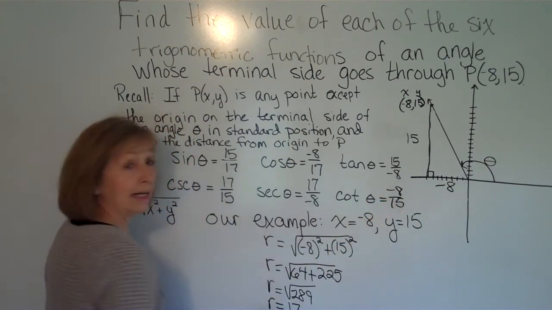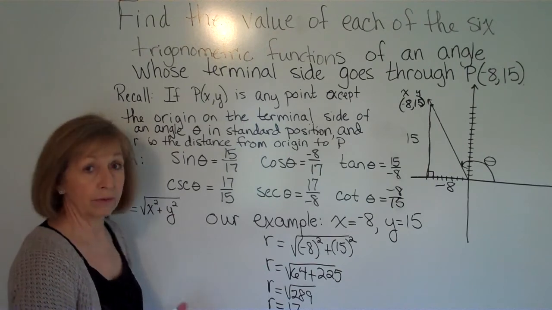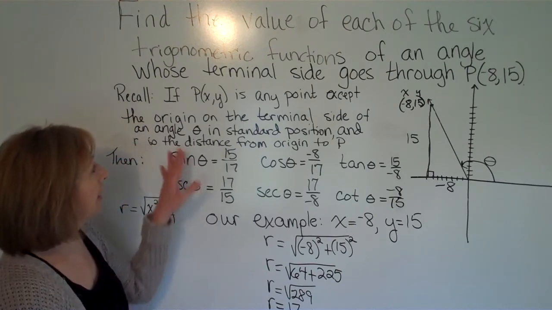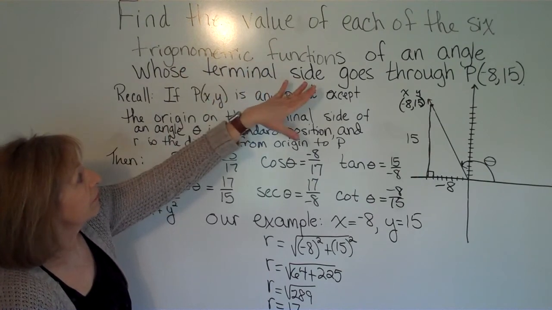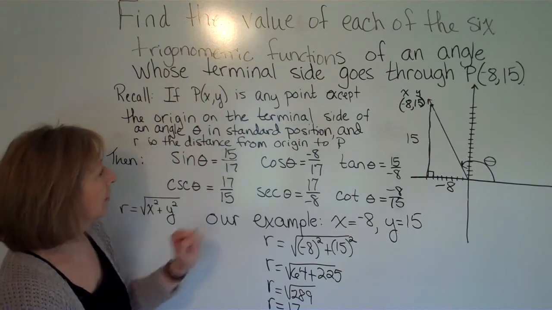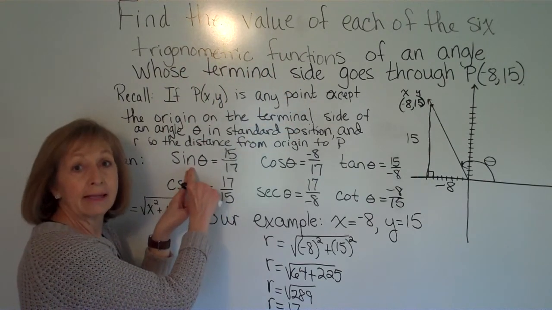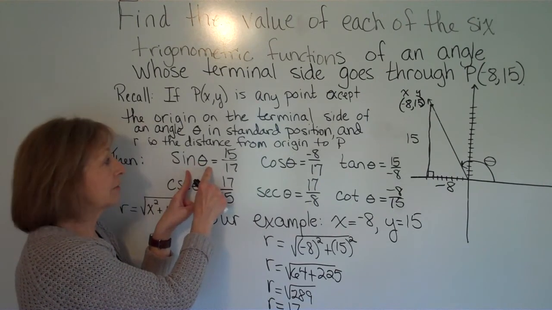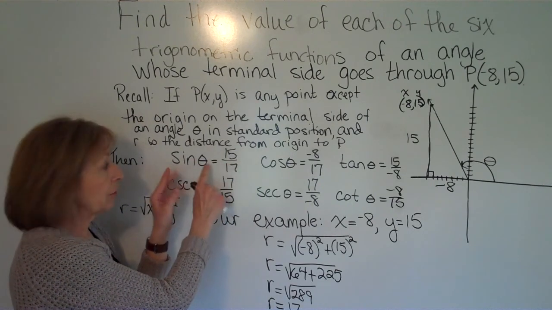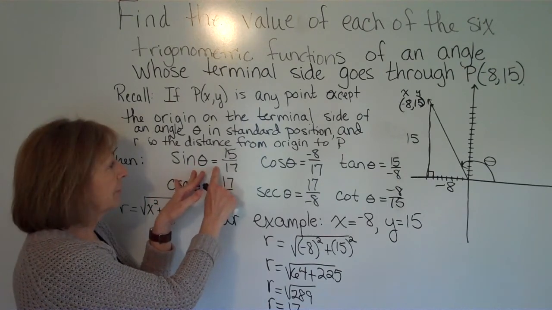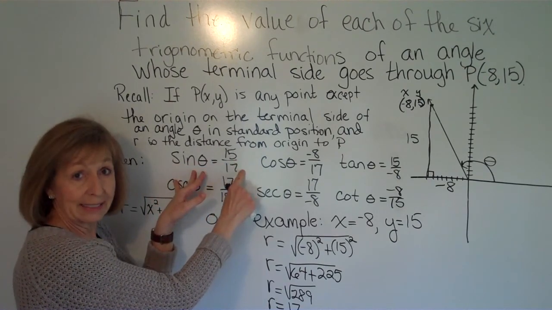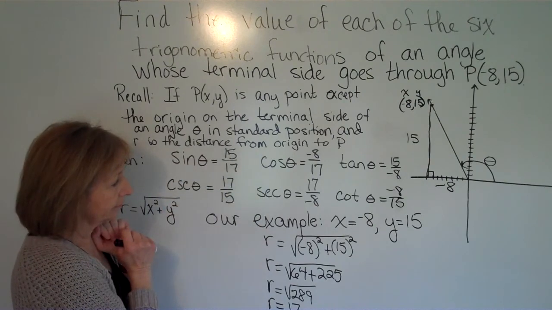So when I'm writing these out, it's very important that when you write what the value of each of the 6 trigonometric functions of this angle are, you write like the sine of theta is equal to 15/17. You have to have the trig function acting on an angle, and then your equal sign, and then the ratio that it's equal to for that.